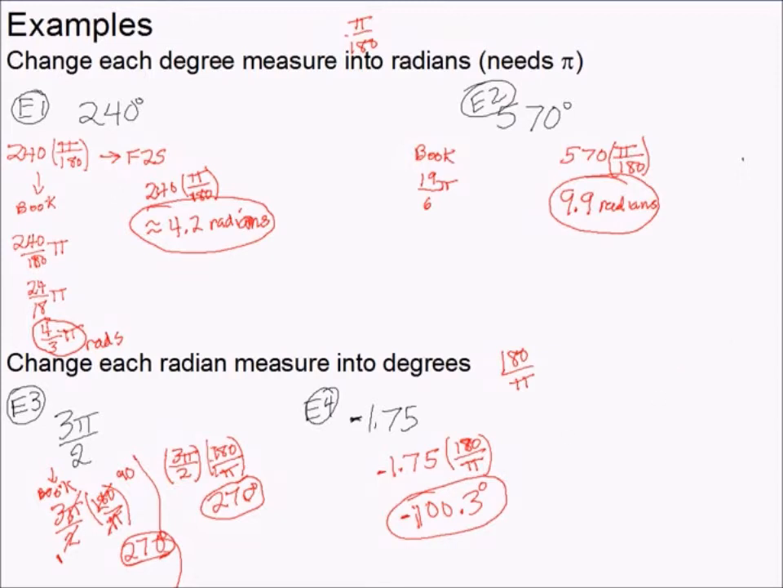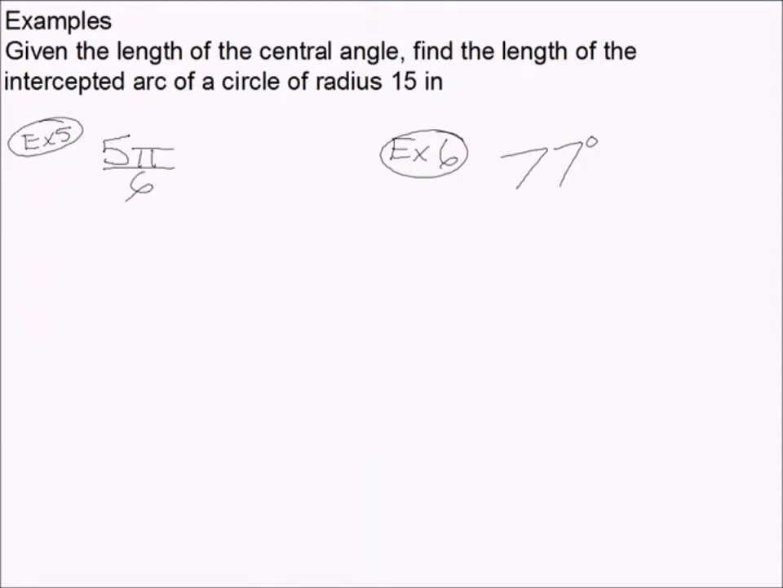Next card. So, given the length of the central angle, find the length of the intercepted arc of a circle. If you go back in your notes, you'll remember that arc, which is S, is equal to radius times theta. Remember, theta needs to be in radians.